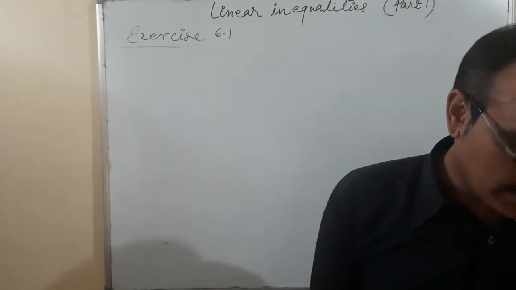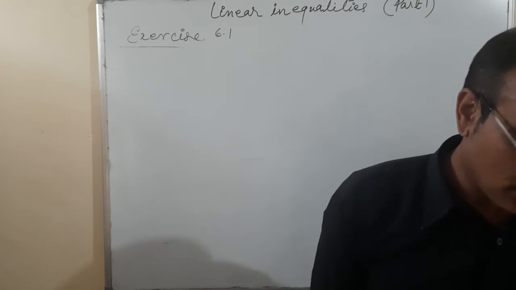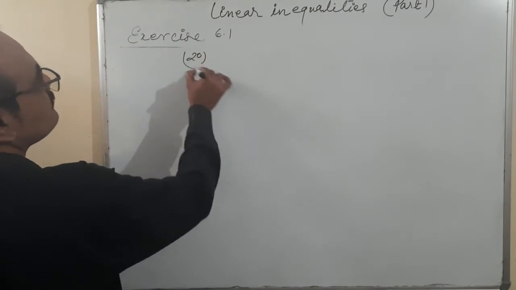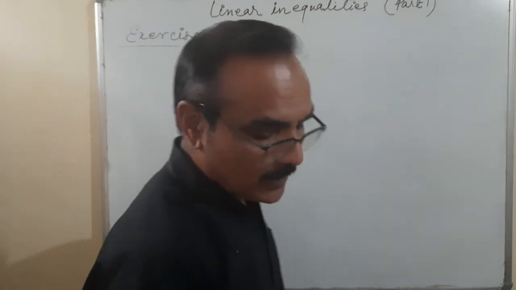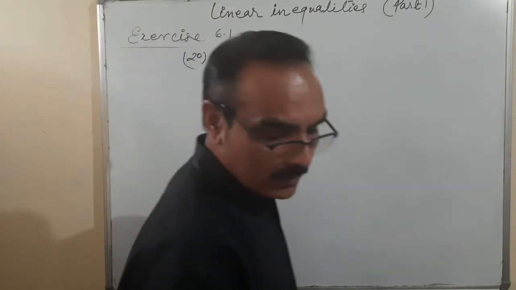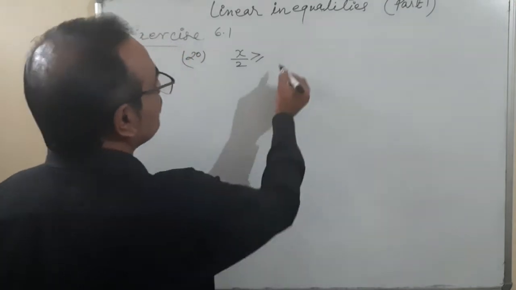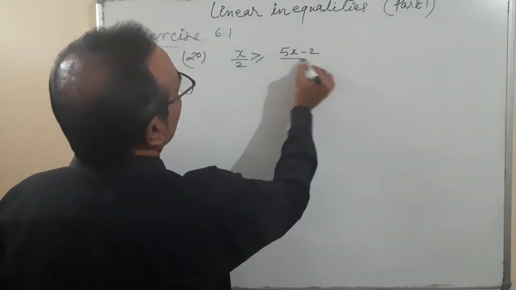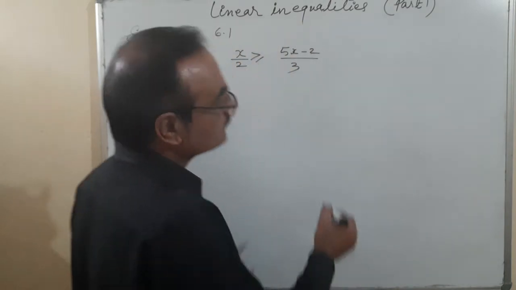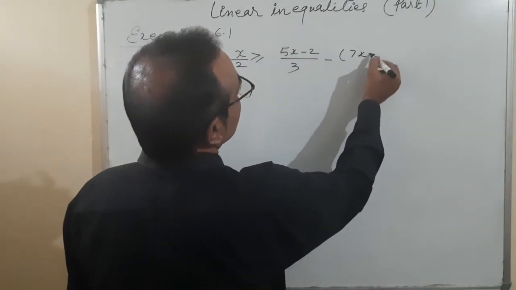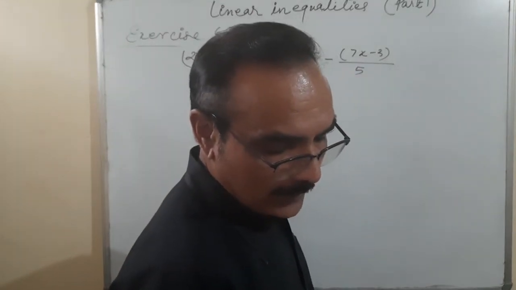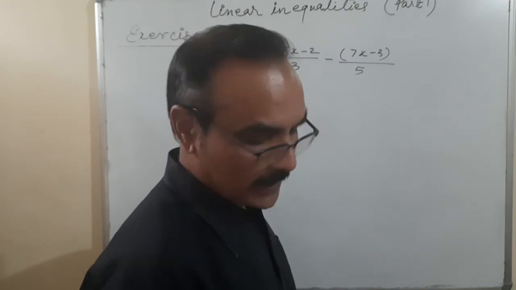Okay. Let us take any one of the questions. Suppose I take question number 20, which is x upon 2 is greater than or equal to (5x minus 2) upon 3 minus (7x minus 3) upon 5. This is the question.